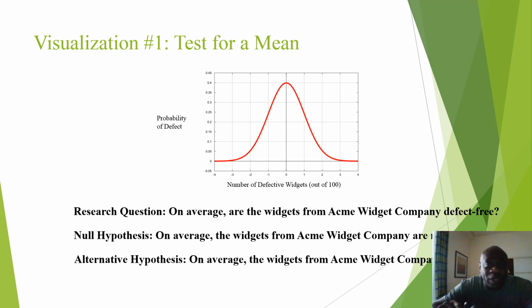For this research question: on average, are the widgets from Acme Widget Company defect-free? Now, to your left, you will see the probability of defects, and at the bottom, you see the number of defective widgets out of 100. Just by looking at the diagram itself, you can see the highest point of the mean, and you can see that both sides are practically equal.